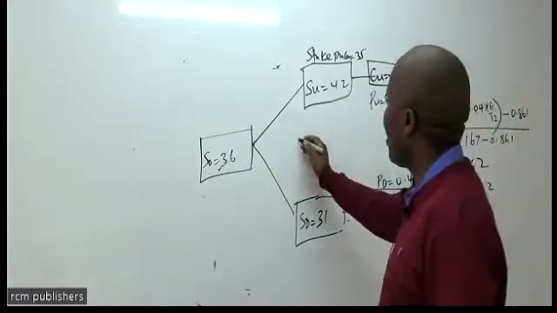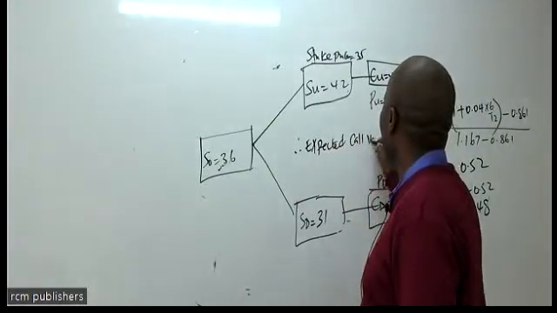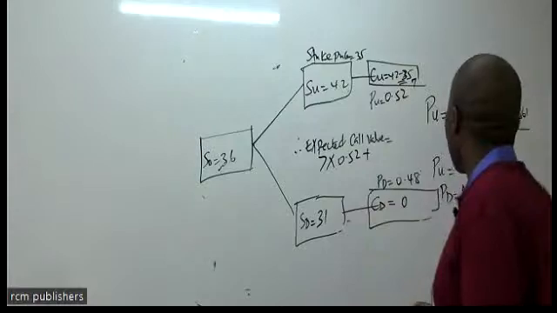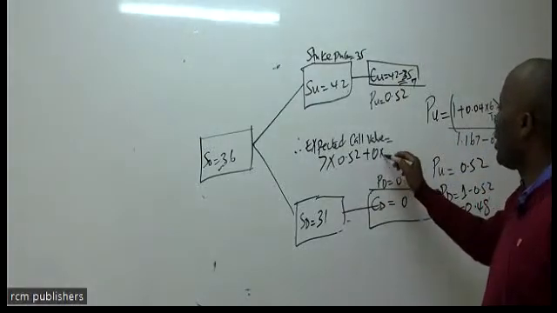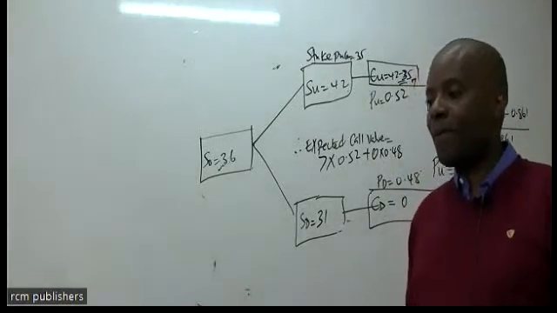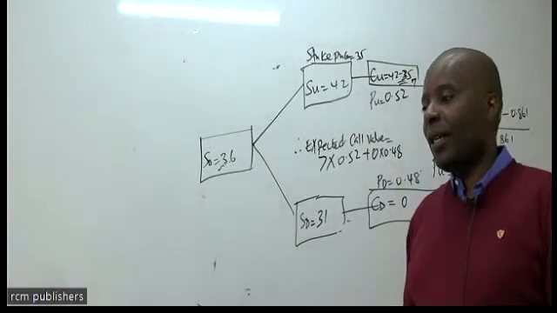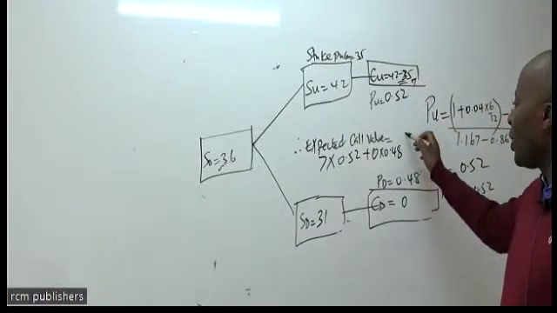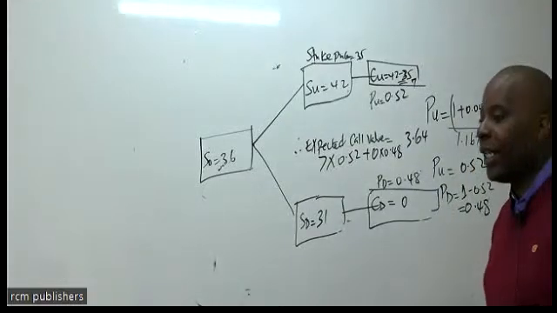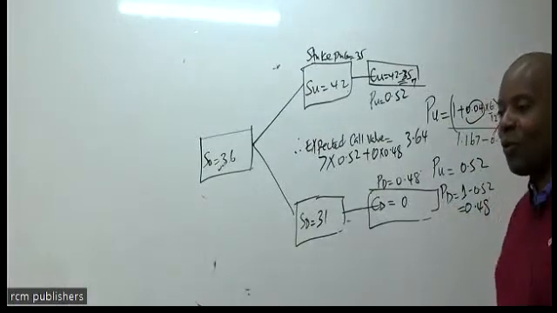So then we have here 0.52 as the probability upward, and the probability downward is 0.48. Therefore, the expected call value will be 7 times 0.52 plus 0 times 0.48, which gives 3.64. Is that okay for all of us? Is there anybody who used 0.04 inside there?